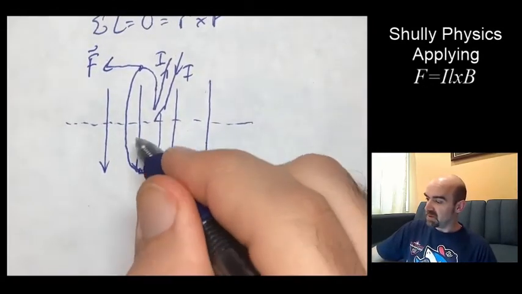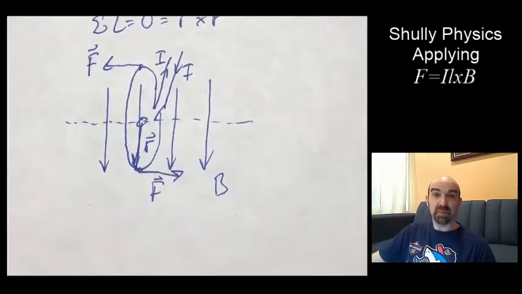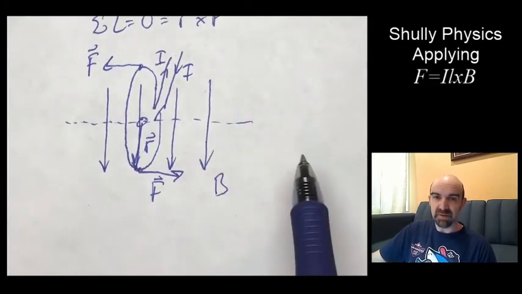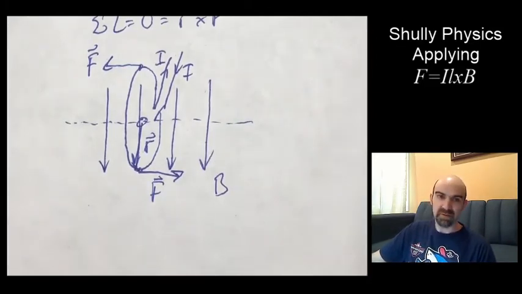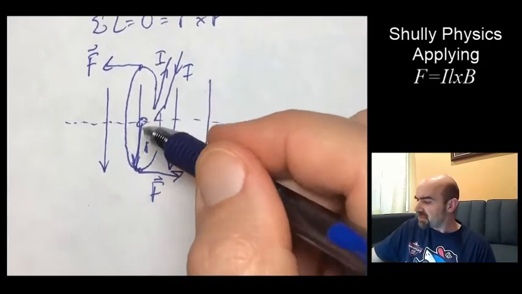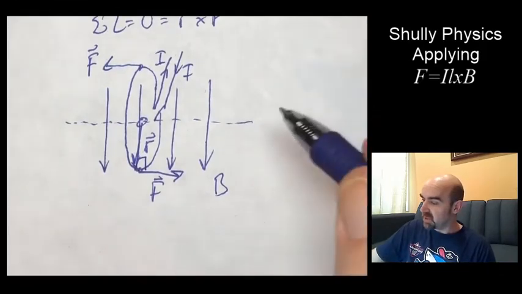The torque, the r cross F: those two vectors are perpendicular to each other, so the sine of 90 degrees gives us the maximum out of that sine theta. The magnitude of A cross B equals AB sine theta, the definition of the cross product. So they are perpendicular to one another, and here the torque is maximum.